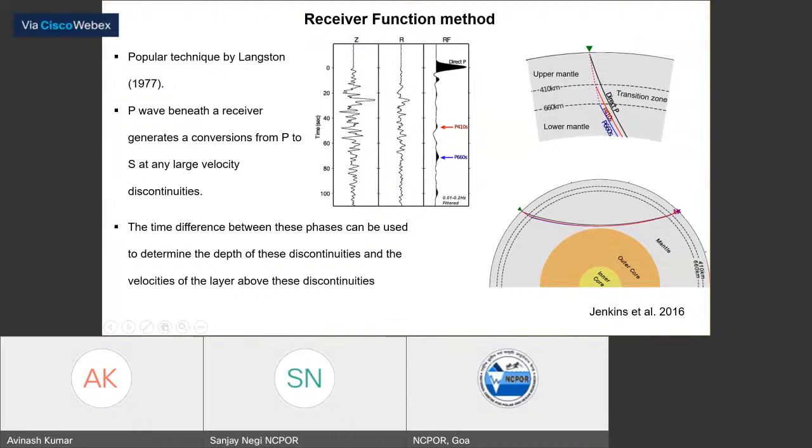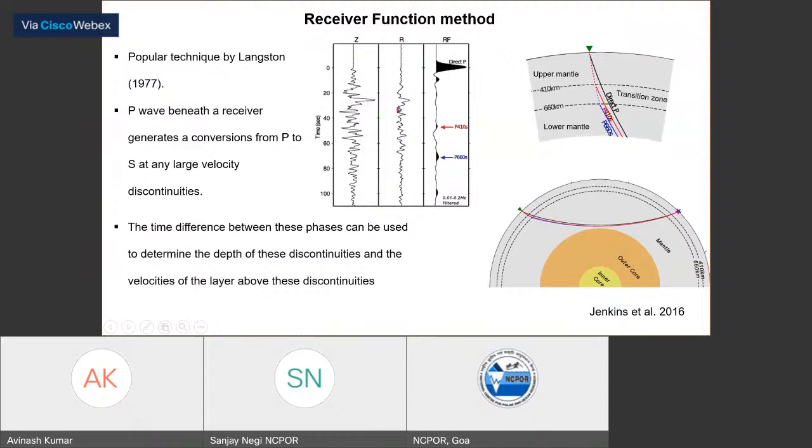Whenever an earthquake strikes, the energy, when it passes through these boundaries on its way to the receiver, is split: the P wave is converted into an S wave. The speed of the P wave is faster than the S wave, because of which the converted wave will be delayed. That's how the receiver function works.